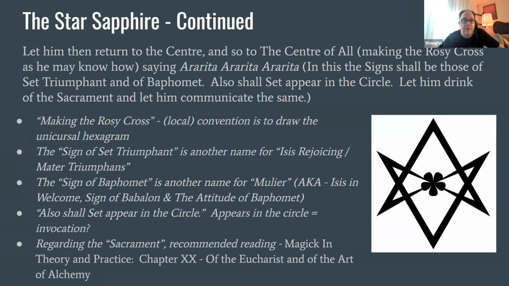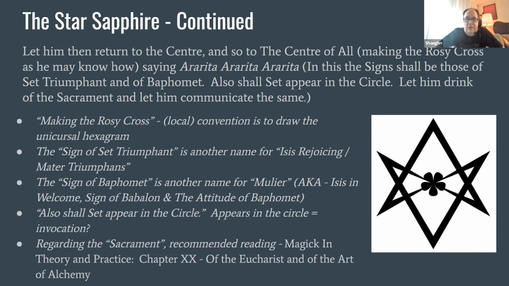Okay, so the text continues. "Let him then return to the center, and so to the center of all, making the rosy cross as he may know how, saying, Ararita, Ararita, Ararita. In this the signs shall be those of Set triumphant and of Baphomet. Also shall Set appear in the circle. Let him drink of the sacrament, and let him communicate the same."